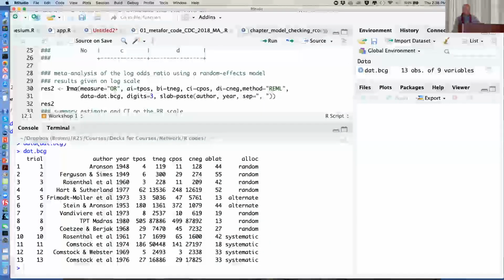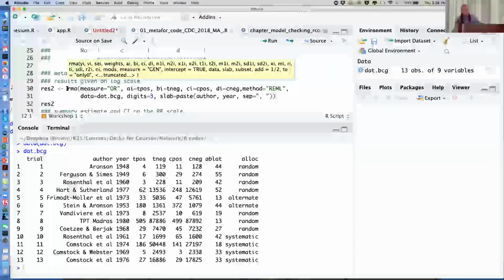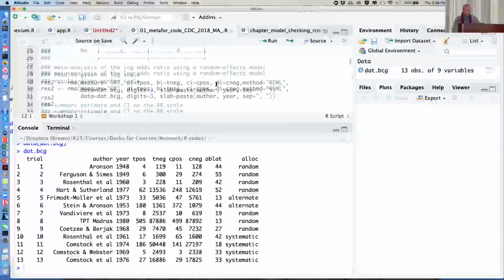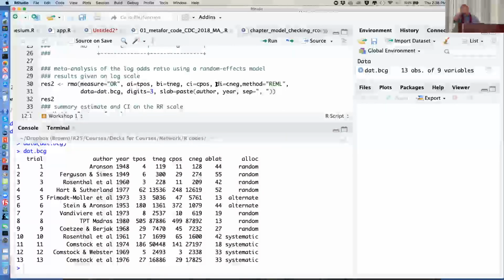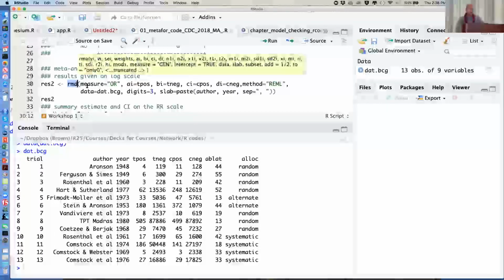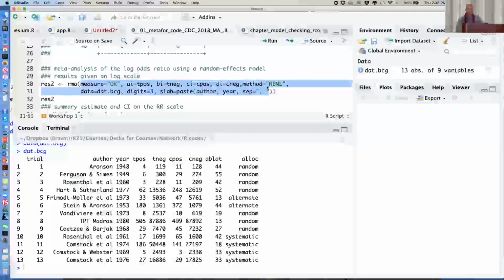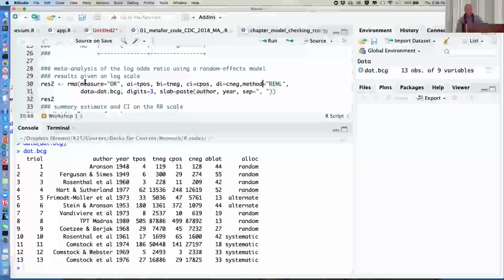And so the first command that you use here is called RMA, for, what does it stand for? Something meta-analysis. I guess random effects meta-analysis would make sense, right? So now the way R is constructed is that you have a command. So this is the function that you call. And then you have a bunch of arguments here, which are basically giving you the data and the model that you want to fit. So the way we interpret this is we're going to use the odds ratio as our measure of effect.